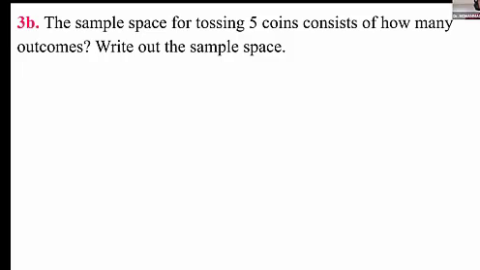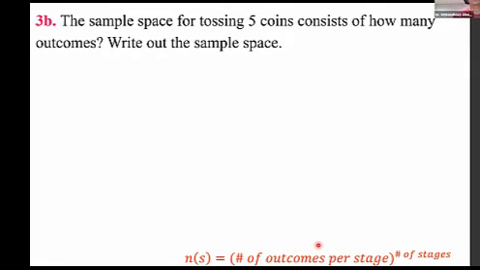Now we want a sample space for tossing 5 coins, and we want to see how many outcomes we get, and write out the sample space. It's pretty similar to the previous one. Coins also have 2 outcomes, heads and tails. So the number of outcomes per stage is the same as before, 2. How many coins? That would be the number of stages. 2 to the power of 5 equals 32 outcomes.